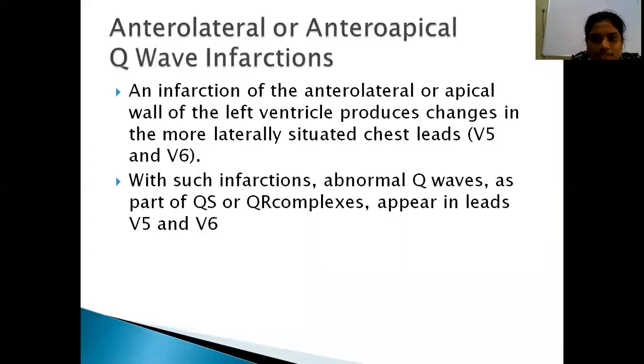Then the anterolateral or the anteroapical Q wave infarcts. Infarcts of the anterolateral or the apical wall of the left ventricle produce changes more in the laterally situated chest leads like V5 and V6. So abnormal Q waves as a part of a QS or QRS complex may appear in V5 and V6.